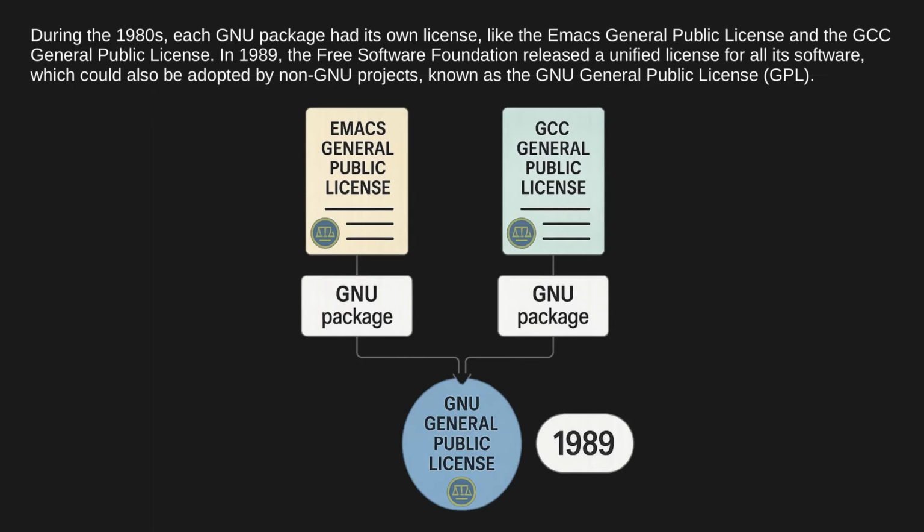During the 1980s, each GNU package had its own license, like the Emacs General Public License and the GCC General Public License. In 1989, the Free Software Foundation released a unified license for all its software, which could also be adopted by non-GNU projects, known as the GNU General Public License, GPL.